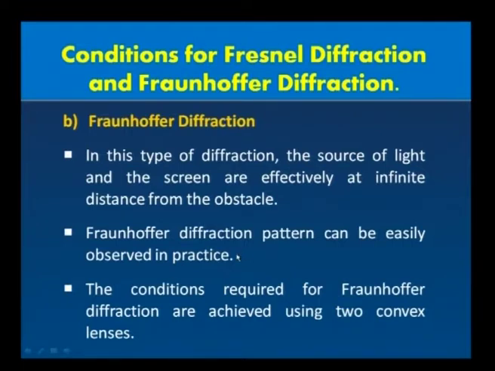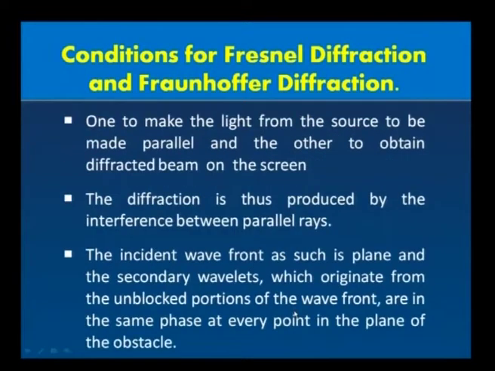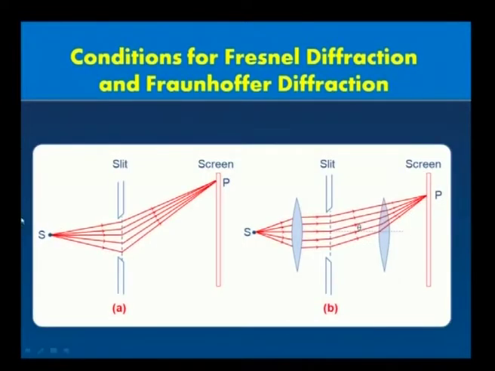The Fraunhofer diffraction pattern can be easily observed in practice. The conditions required, as I told you, are two convex lenses. The first lens makes the light rays become parallel, that is what I show here. Then the second lens is called a condensing lens. It acts on the light rays which have undergone diffraction; the angle theta is shown here. If diffraction does not occur, then the light ray would have gone in this direction. It does not suffer diffraction.